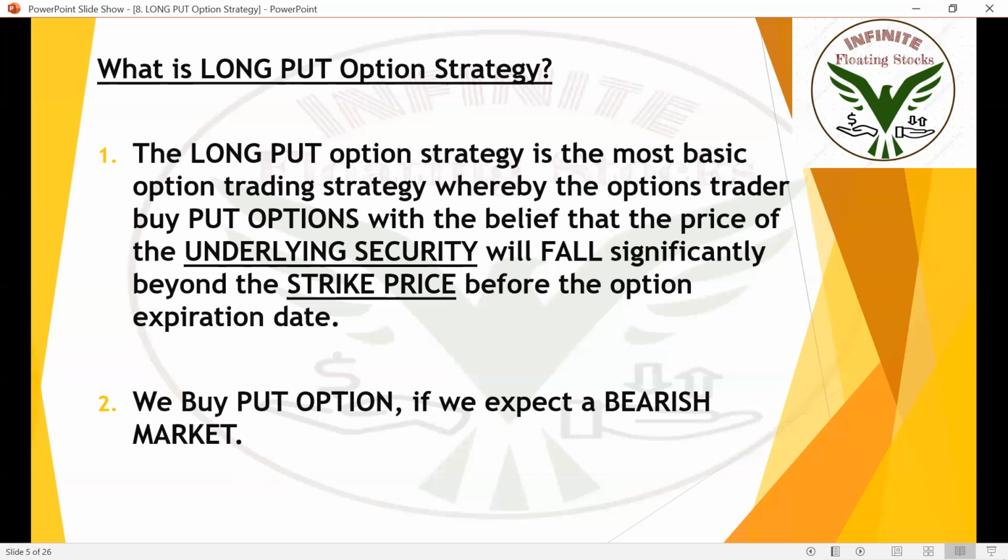In the previous session, we talked about the bullish view and the buying call option strategy. In this session, I'm talking about the bearish view, which is the buying put option strategy. In the previous scenario, we bought calls. In this scenario, we are buying puts because our view is bearish now.